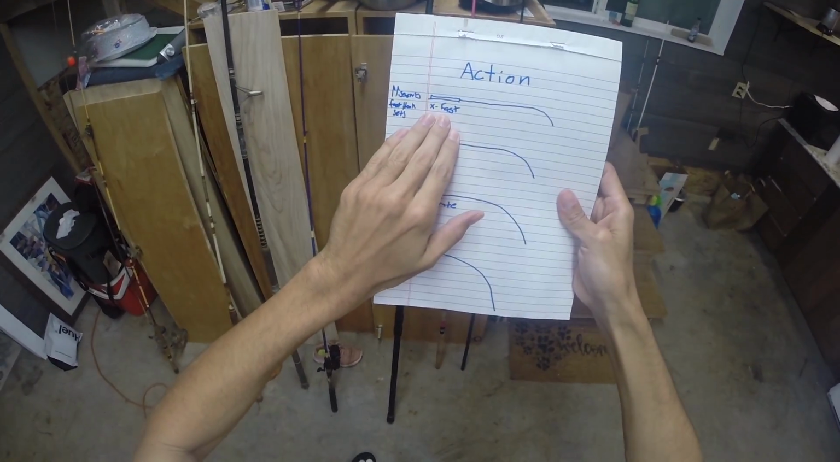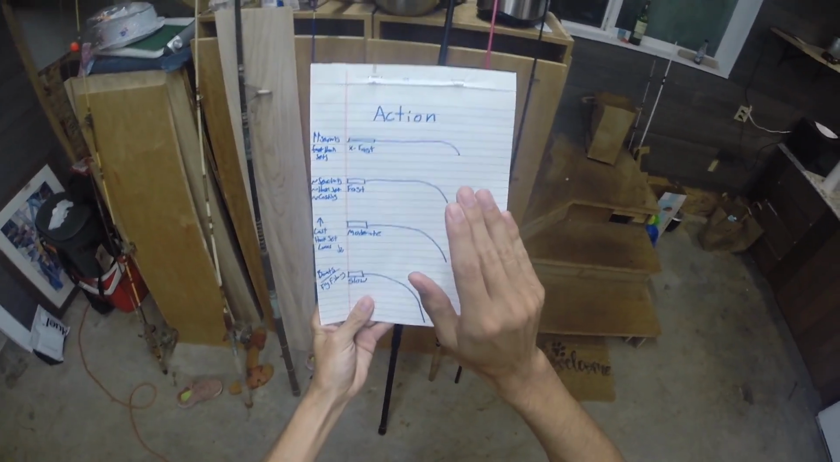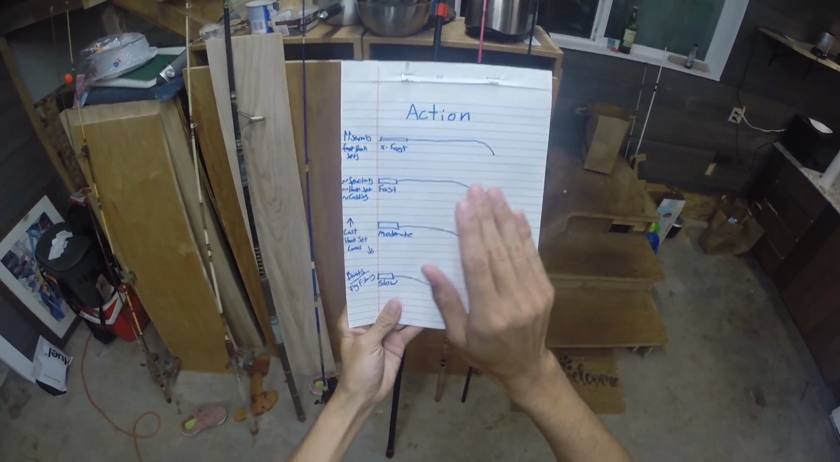So an extra fast rod, super duper sensitive. You're feeling every single little bump on that when it's casted out. You're feeling everything that moves around.